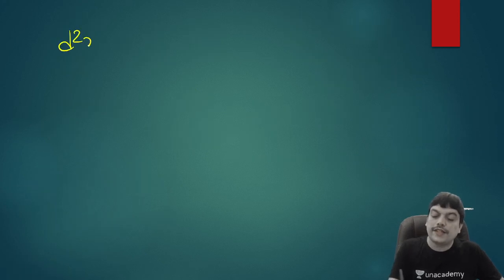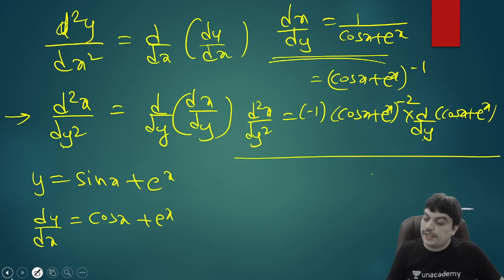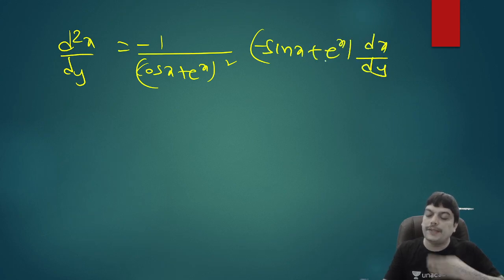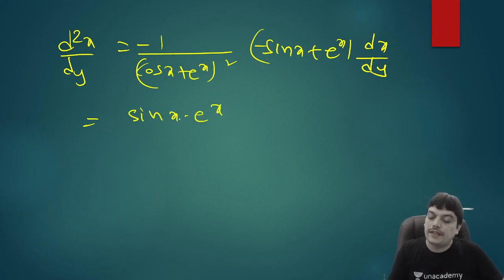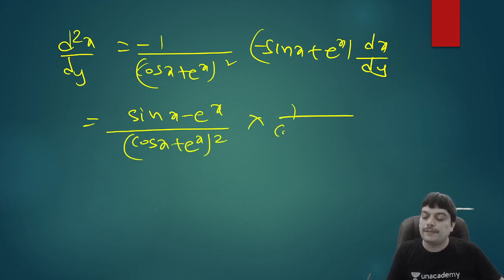So we have got d square x by dy square equal to minus 1 divided by (cos x plus e power x) whole square into, so what was the term left out there? d by dy of cos x plus e power x, which is minus sin x plus e power x into dx by dy. So now just bring this minus inside. It will become sin x minus e power x divided by (cos x plus e power x) whole square. We'll write it as it is, multiplied with dx by dy, which is 1 by cos x plus e power x again.